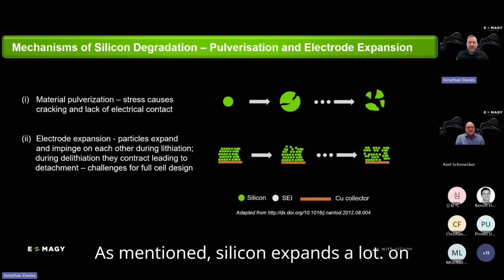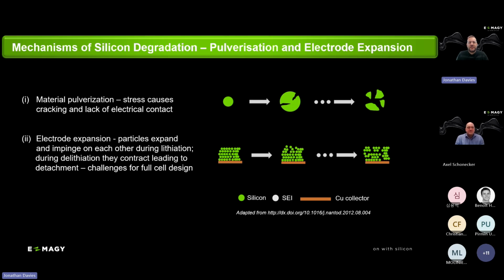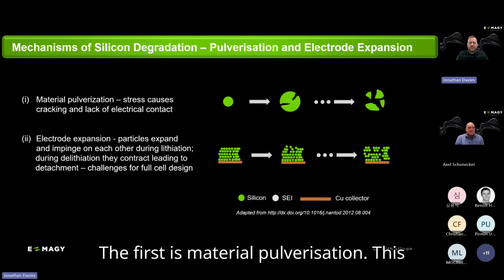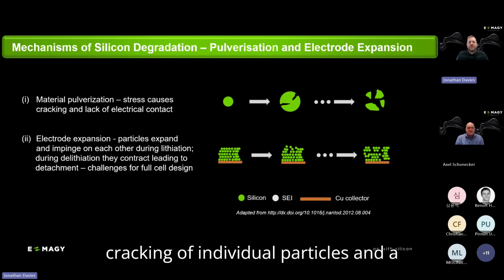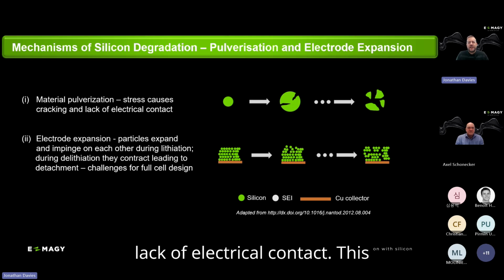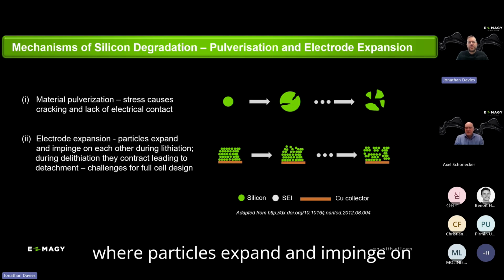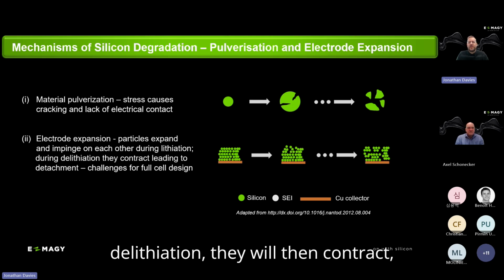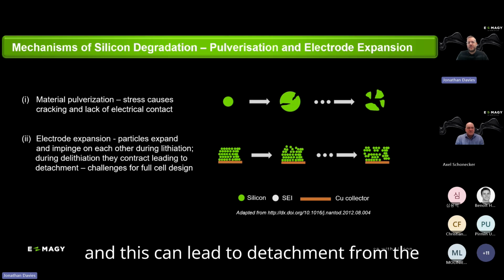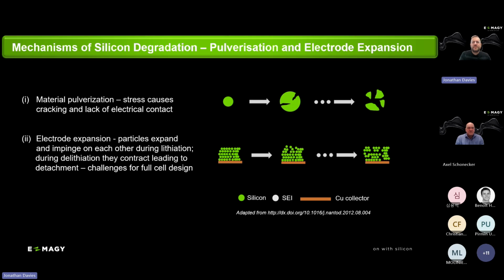As mentioned, silicon expands a lot on lithiation, and this leads to several mechanisms for silicon degradation. The first is material pulverization. This is where the lithiation causes stress on the structure, leads to cracking of individual particles and a lack of electrical contact. This can also be extended in the second mechanism to overall electrode expansion, where particles expand and impinge on each other during lithiation. During delithiation, they will then contract, and this can lead to detachment from the copper collector and challenges for the overall full cell design.